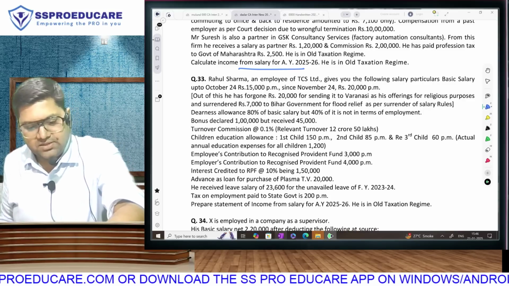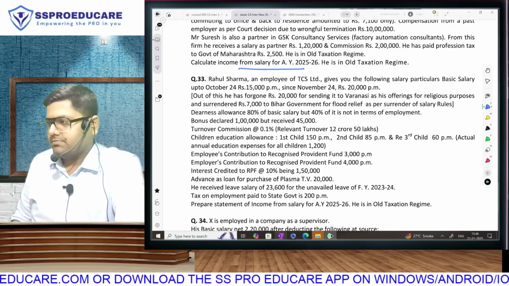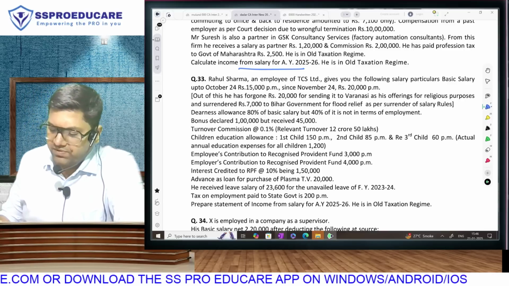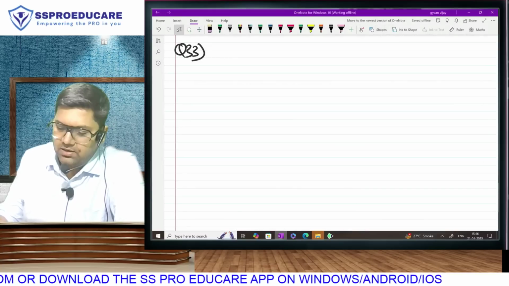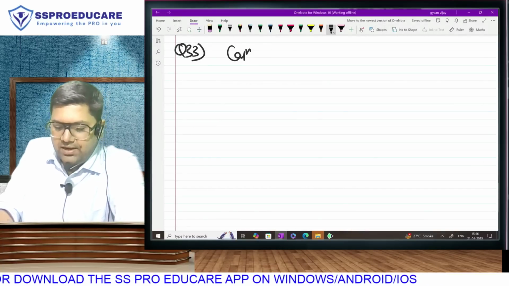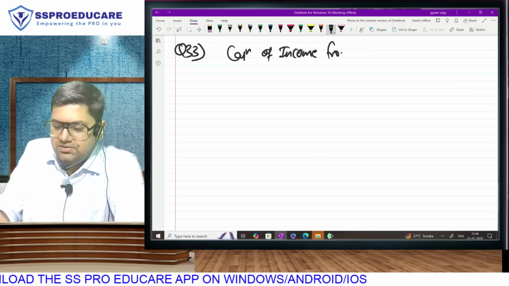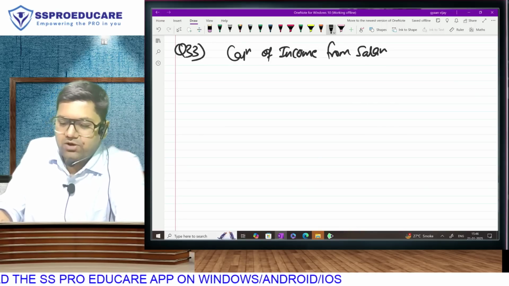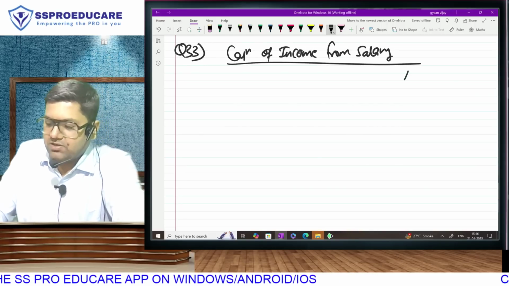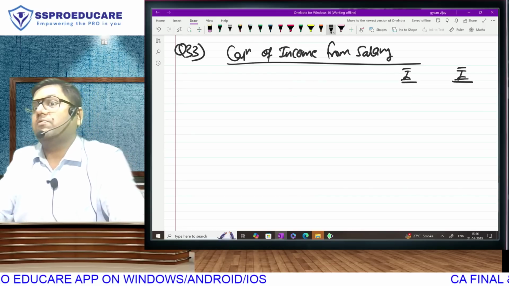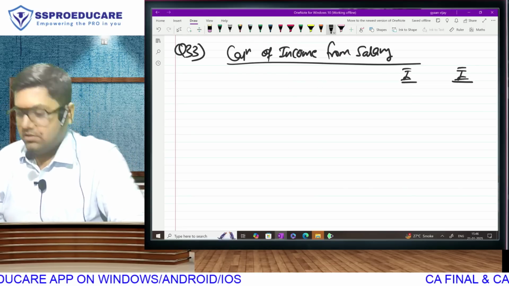Old taxation regime, meaning 50,000. We have to do once again what? Income from salary. Now you know the system. One thing at a time. So this will serve as your extra practice. These last two questions are basically going to act as your full-fledged revision of the chapter. At the end of your syllabus, you should be practicing one question which covers the entire chapter. They will serve the purpose.